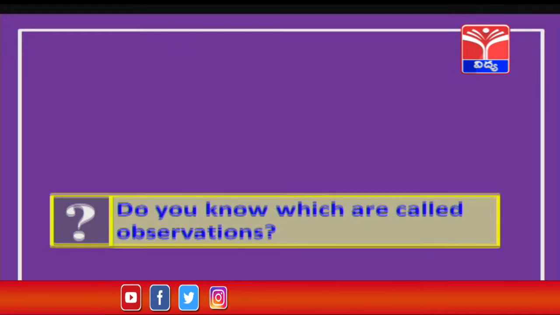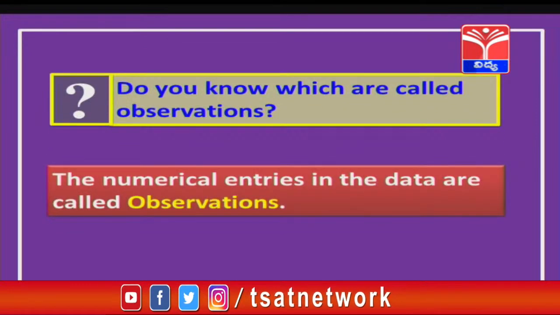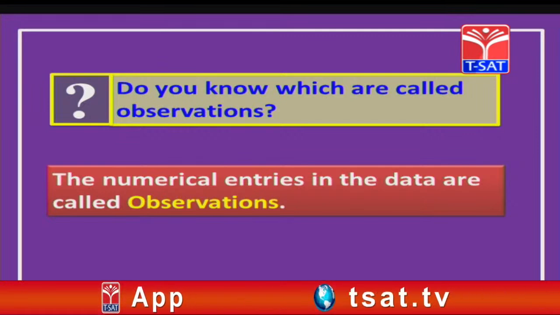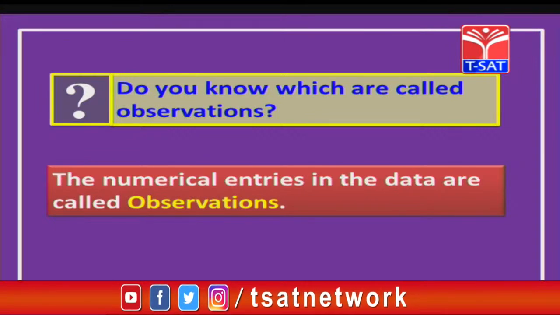Okay children. What do you mean by observations children? You are right again. The numerical entries in the data are called observations, like the age of the children, say some 10 years, 11 years, 12 years, so on. So, these numerical entries, that is 10, 11, 12, so on, those are called the observations.